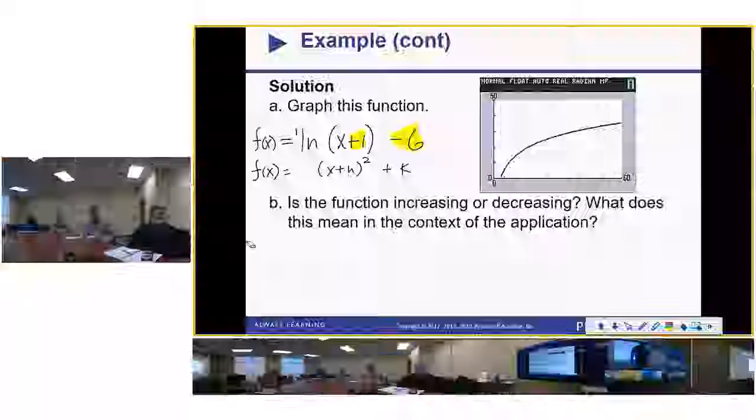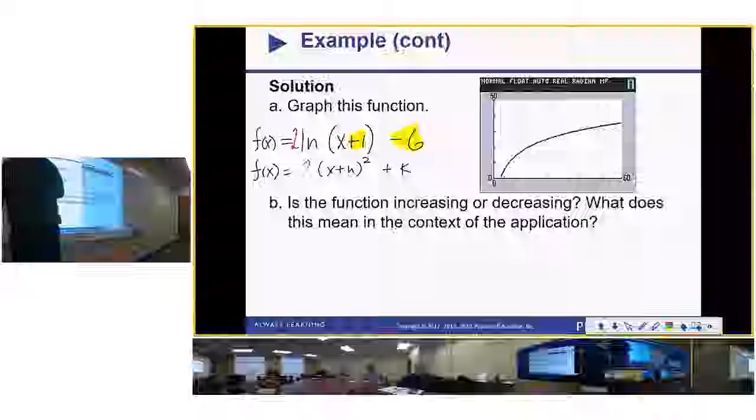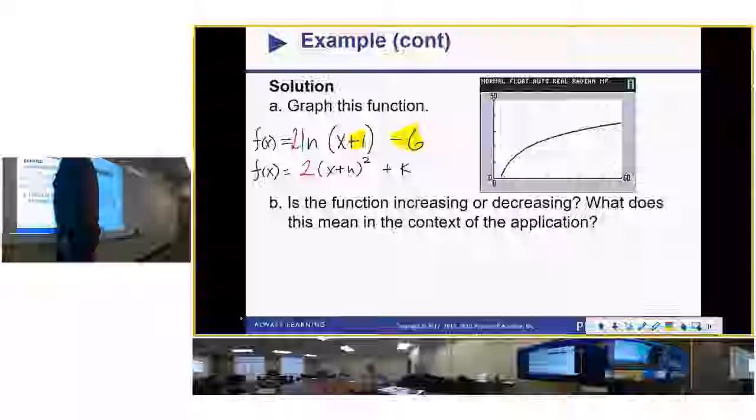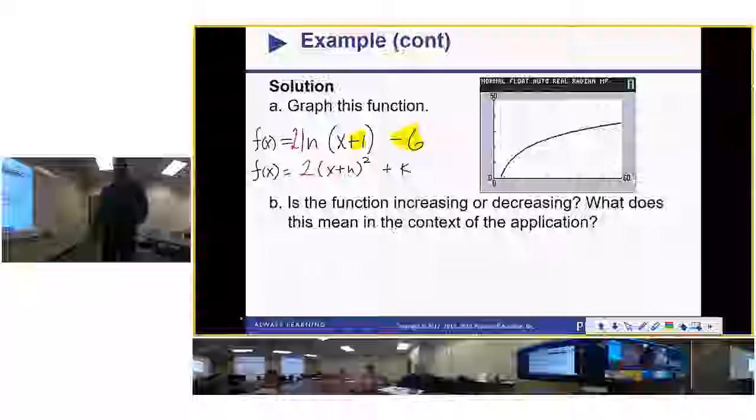What about the, let me just color it red. What about putting a 2 here? Skinnier. Makes it skinnier, more narrow. It compresses along the x-axis, stretches along the y-axis. What if I put a -2 there?